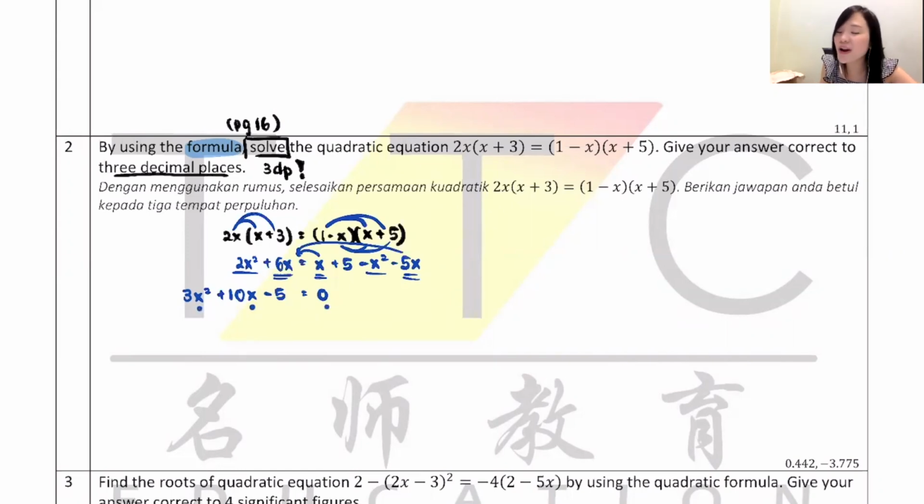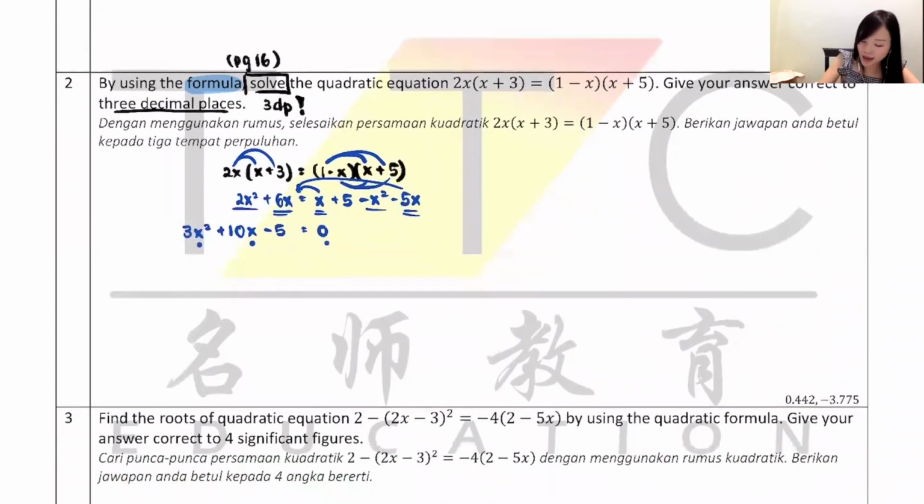So I don't want to waste your time. I answer myself, okay? My A, isn't it 3? My B, isn't it 10? My C, isn't it negative 5? Okay, I already got my A, B, C.